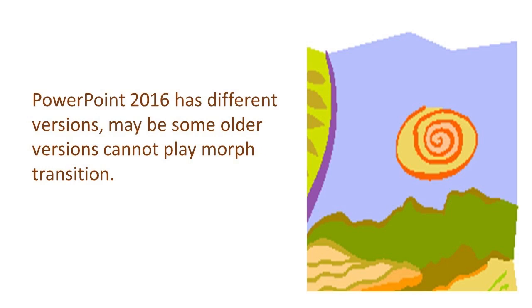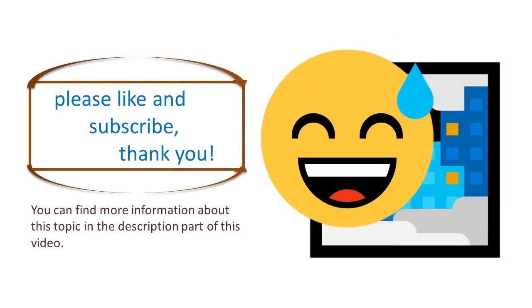A similar case is that Excel concat function is supposed to be supported in Excel 2016, but I cannot use it too. So, I'm not surprised if some older versions of PP 2016 cannot play morph transition. That's what I know about making morph transition work in PP 2016. If that still can't work for you, I have no more tricks to offer for the time being.